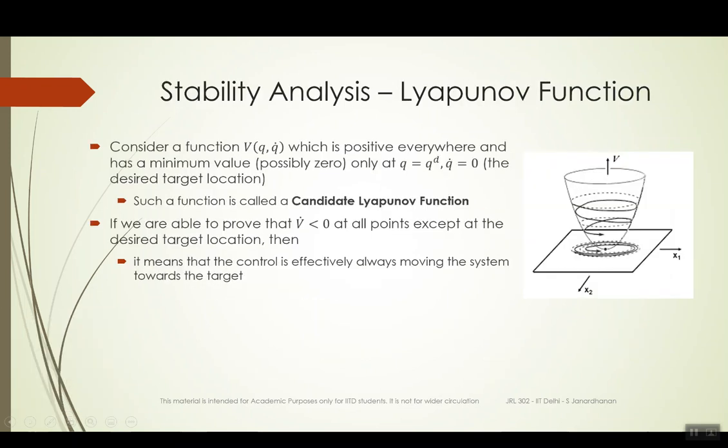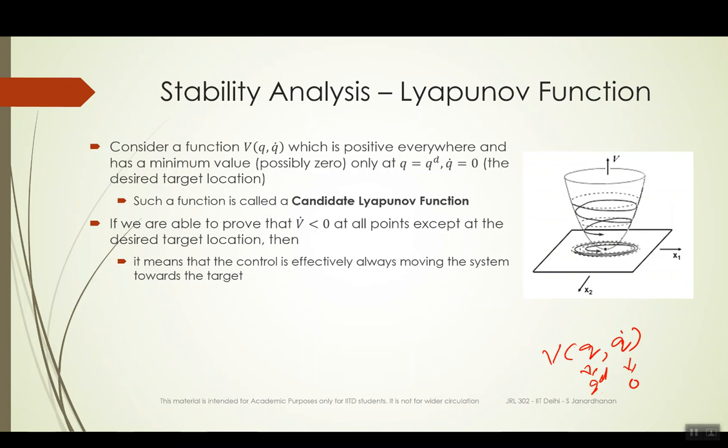Okay, and this is a pictorial representation of the concept of the Lyapunov function. So here in our case, there are two types of variables that we will consider: the position and the velocity of the joints. What we want is that the position should go to the q desired and the velocity should go to 0. These are the desired variables.